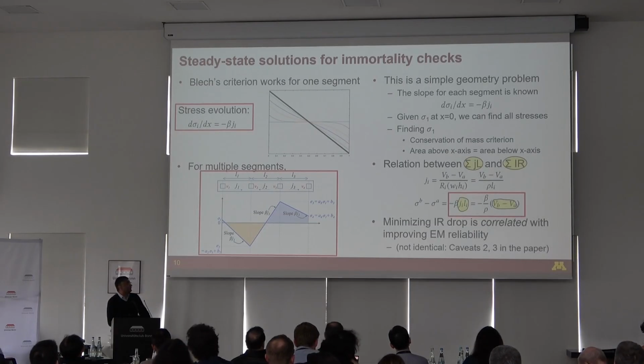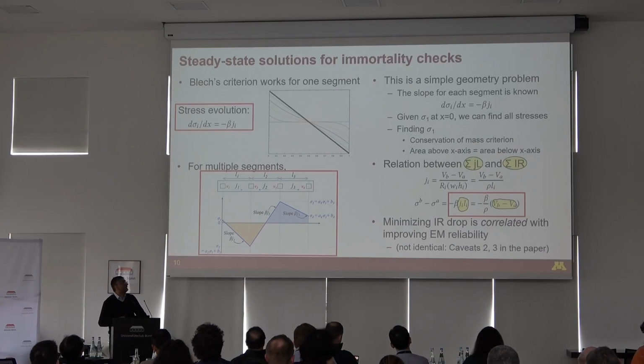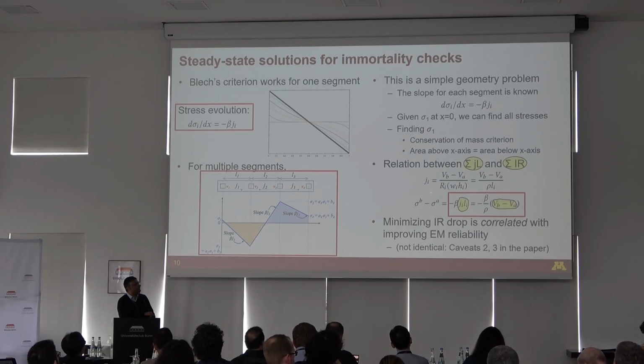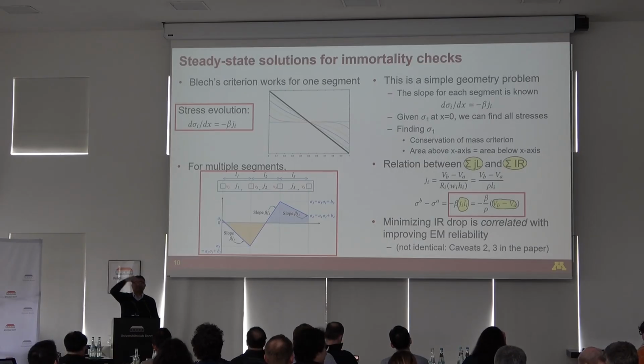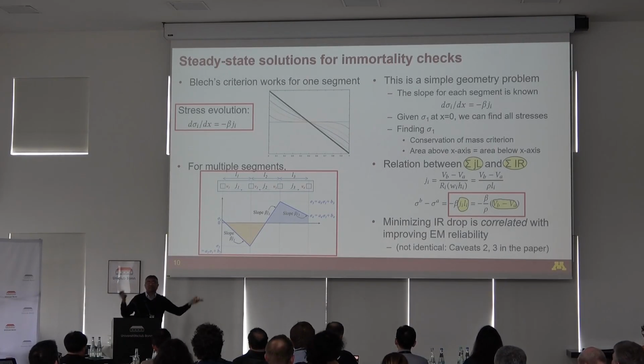Okay. The other interesting thing is that this product of J times L, which we saw before in the Black criterion, is really important, because you can show through a very simple derivation that the product of J times L is proportional to the voltage drop along the wire. So remember, when you're trying to optimize a power grid, for instance, power grids have unidirectional currents and are very susceptible to electromigration. You're looking at the total voltage drop, which is the drop across this wire plus this wire plus this wire, et cetera, which is the same as the JL product for this plus the JL product for this plus the JL product for this, et cetera.